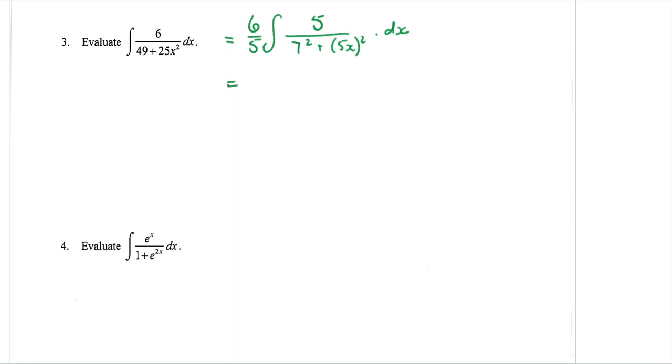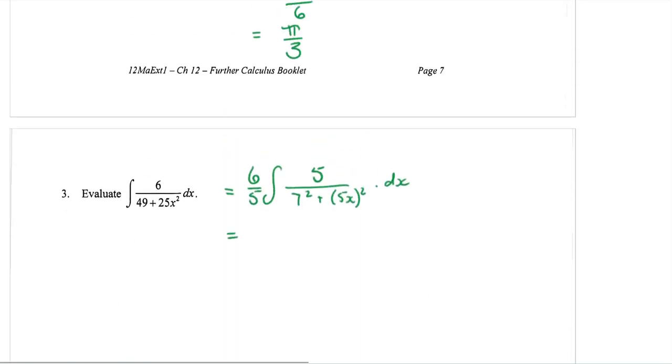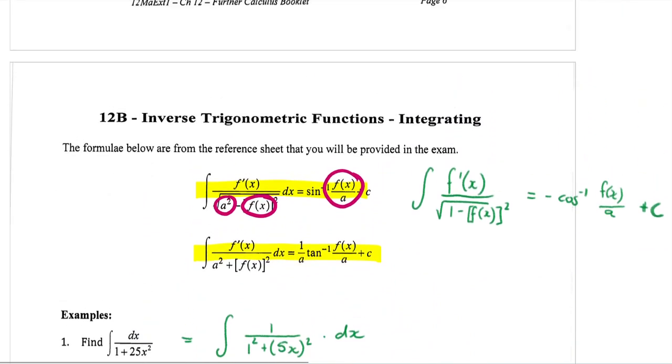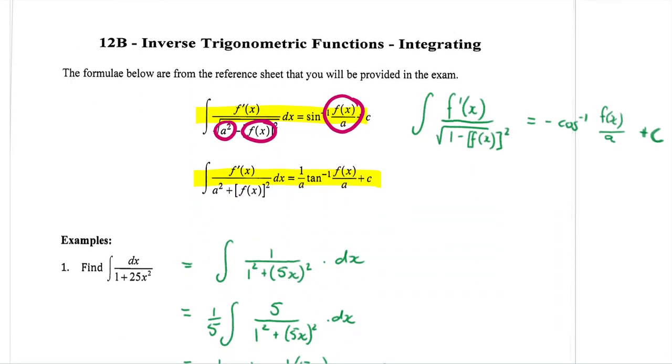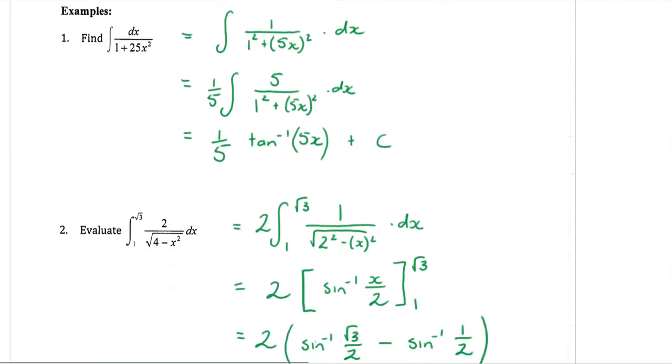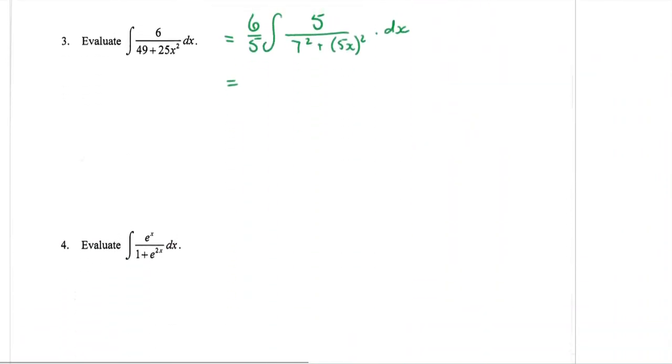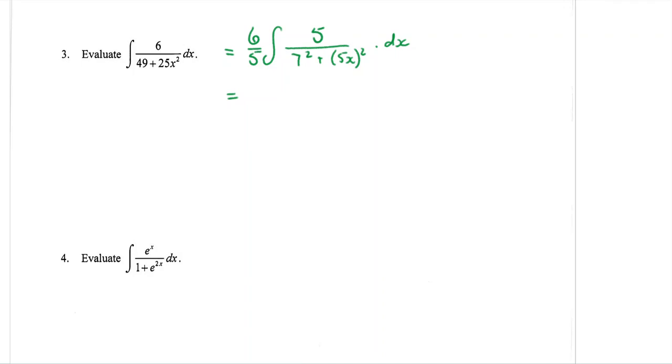It's a bit annoying that our formulas are on the other page. Look back to that tan formula. Oh, I went too far. One thing I didn't have to use last time was this part, the 1 over a out the front. Now we need it because our a is something other than 1. So we start with 1 over a. What is my a? 5.